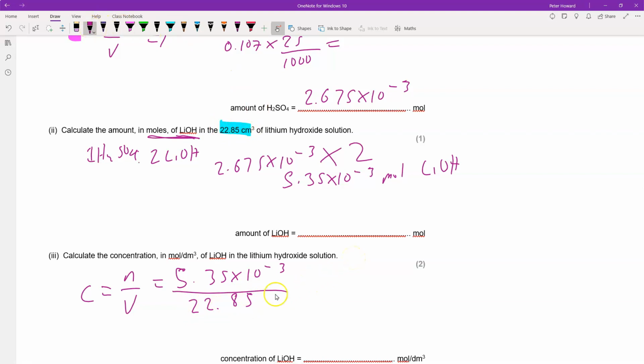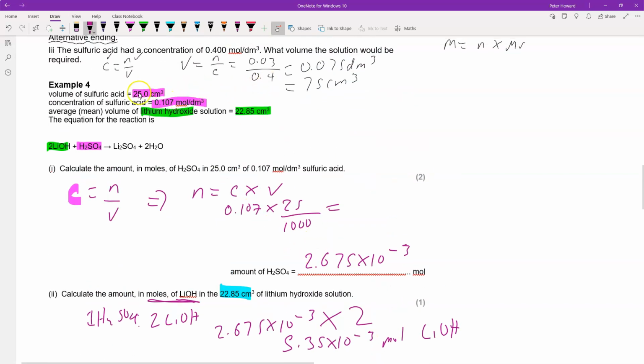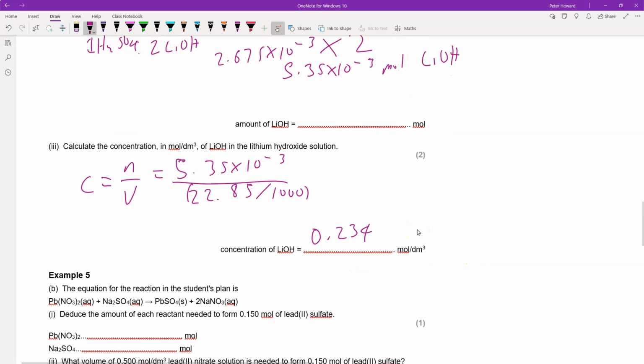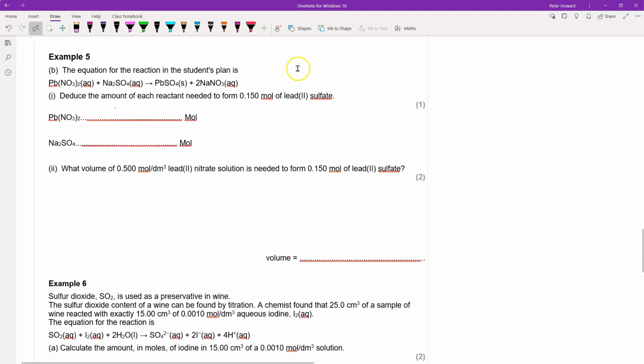And we've got volume in centimeters cubed, so it's important to always remember that anything to do with volumes is probably going to be something to do with times or divide by 1,000. So divide by 22.85 times by 1,000 gives me a concentration of 0.234 moles per decimeter cubed. If I just look at the values here, these are 3 sig figs, that's 3 sig figs. So the one with least accuracy is 3 sig figs, which is why I'm giving my answer to 3 significant figures. As a general rule, I'd say give your answer to 2 sig figs at least.